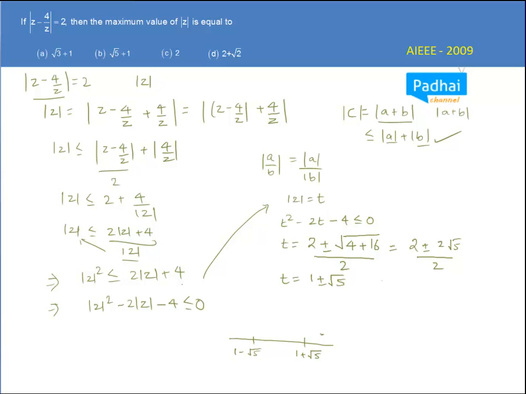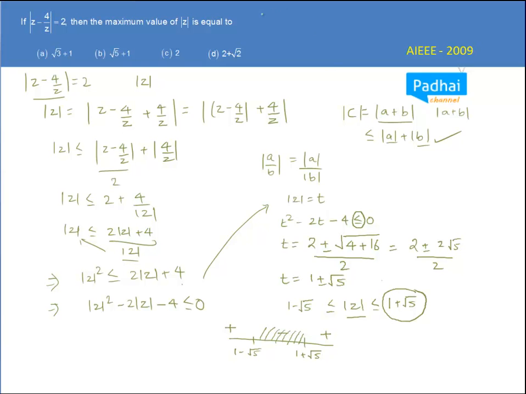Applying the wavy curve method, this will be plus, minus, and plus. We require the part where the expression is less than or equal to 0, which is this region. So mod z must lie between 1 minus root 5 and 1 plus root 5. Basically, the maximum value of mod z can be 1 plus root 5, as we have already found in the question.